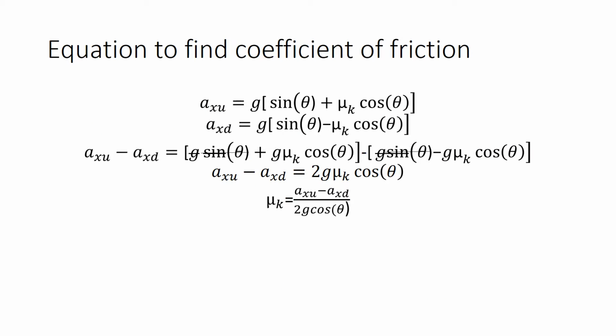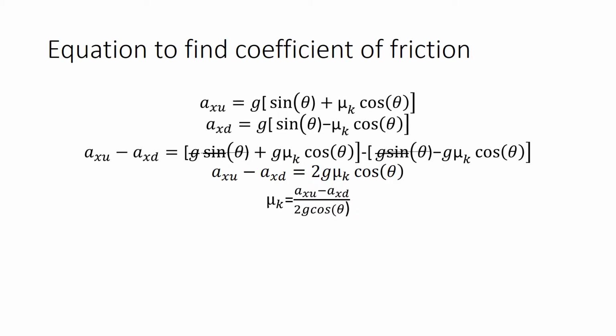Okay, with the two equations that we got, the acceleration in the x direction up the ramp and acceleration of the cart down the ramp in the x direction, we then use a system of equations to cancel out some stuff. So then we're going to do acceleration in the x direction up minus the acceleration in the x down equaling g sine theta plus g mu k cosine theta minus g sine theta minus g mu k cosine theta. Getting the g sine thetas to both cancel and everything else stays.